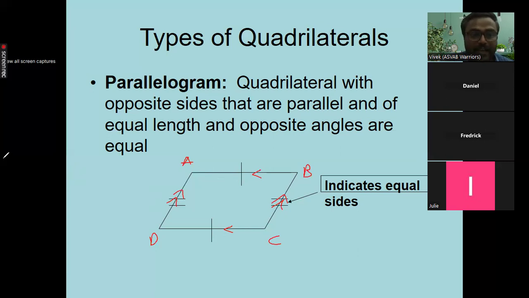Whereas the angles are also opposite. What does that mean? If this is A, B, C and D, then angle A will be equal to angle C, single arc, and angle B will be equal to angle D. So, parallelogram, I'll review again. Opposite sides are equal and parallel. Opposite angles are also equal. Okay, let's move on to the next type of quadrilateral.